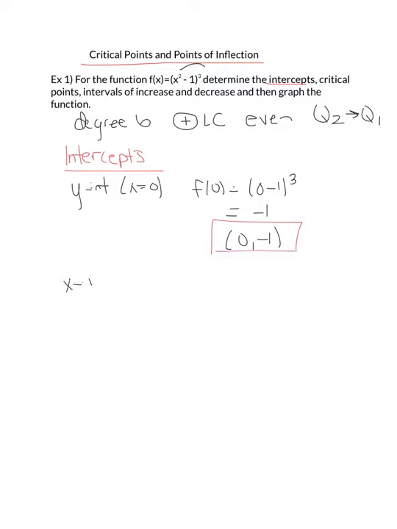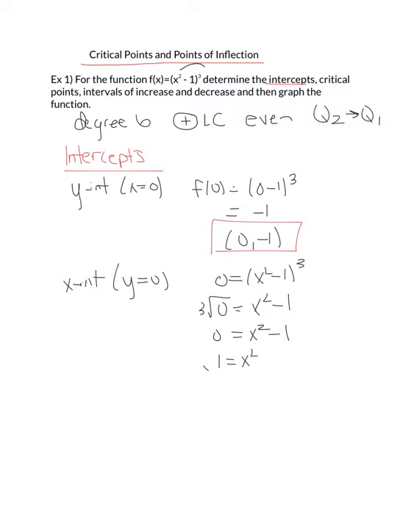I'm going to do the same thing for my x-intercept, except when I'm finding my x-intercept, obviously I'm not making x 0, I'm making y 0. So I'm going to get 0 equals x squared minus 1 cubed. I'm going to take the cube root of both sides. So 0 equals x squared minus 1. I'll bring that 1 over. And then I'm going to take the square root of both sides, and I'm going to be left with x is equal to plus or minus 1. Now this leaves me with two critical points here, 1, 0 and negative 1, 0.